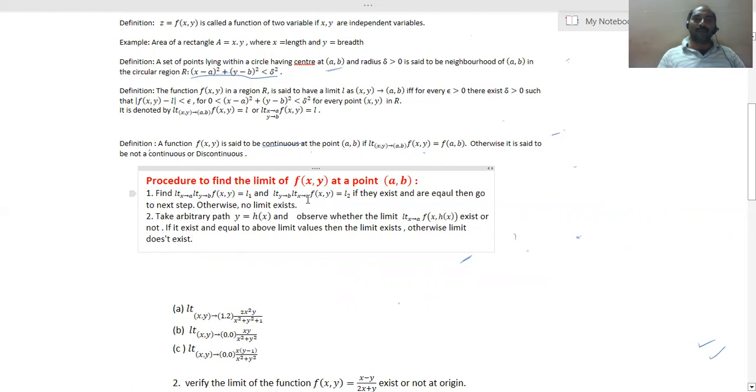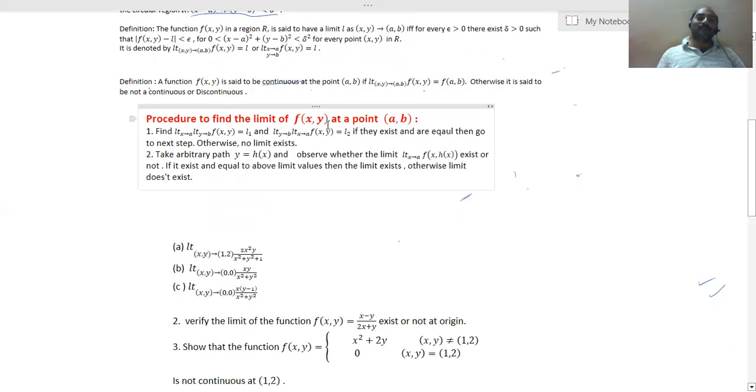Previously we applied the y value first, y tends to b. Now we apply x tends to a first, then y tends to b. If we get some finite value, we are happy. Otherwise, if you are not getting a finite value, simply write down that the limit does not exist. If this is finite and this is also finite, you observe whether these two are equal or not. If these two are equal, you go for the next step. Otherwise, you simply write down that the limit does not exist. So at any stage, the limit does not exist may occur.